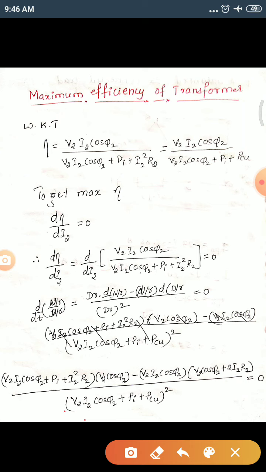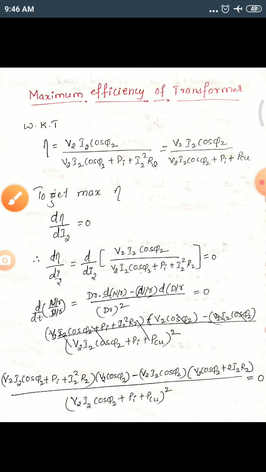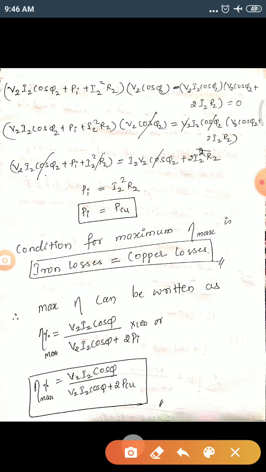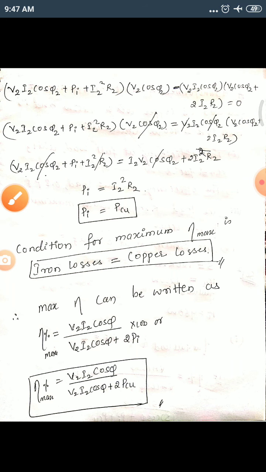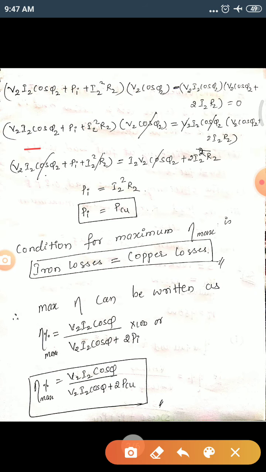Then the denominator part you can send to this side, it goes to 0. Only the numerator part remains, which comes to this: V2 I2 cos phi 2 plus Pi plus I2 square R2, into V2 cos phi 2, minus V2 I2 cos phi 2 into V2 cos phi 2 plus 2 I2 R2, equal to 0. This minus sign you send to this side, then it will be equal to. The same thing remains the same, I have not done anything.